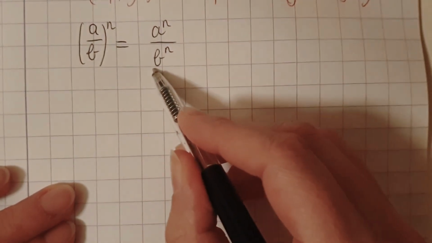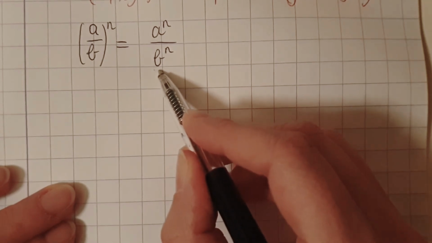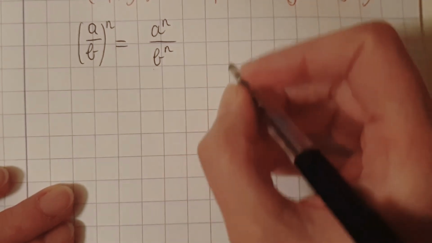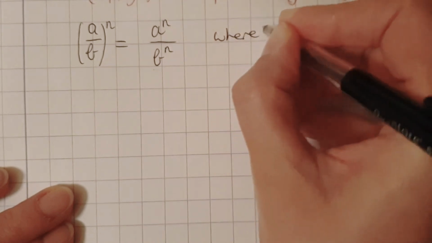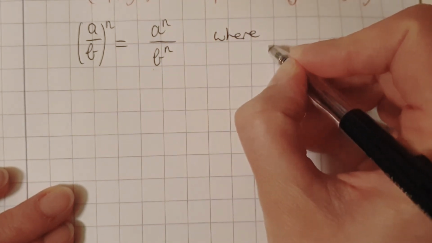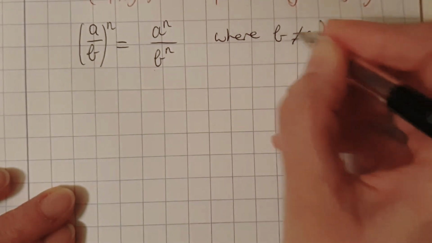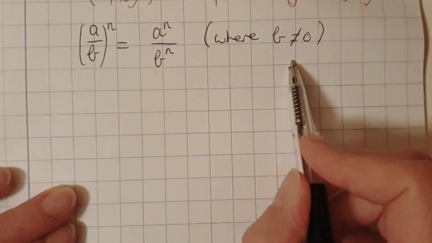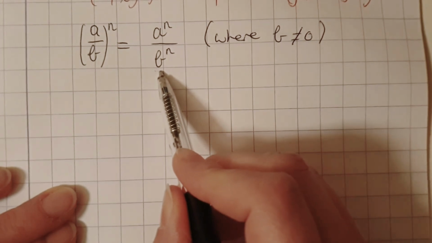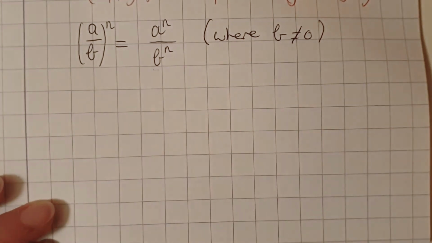It's really important here that b is a number, but it can never ever be 0. So whenever you write down this rule, you always have to write down this sentence where b is not equal to 0. You have to write down this sentence because you can't divide by 0. Good. First example.